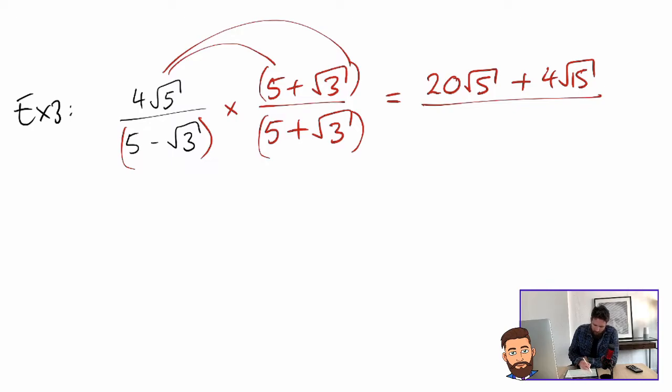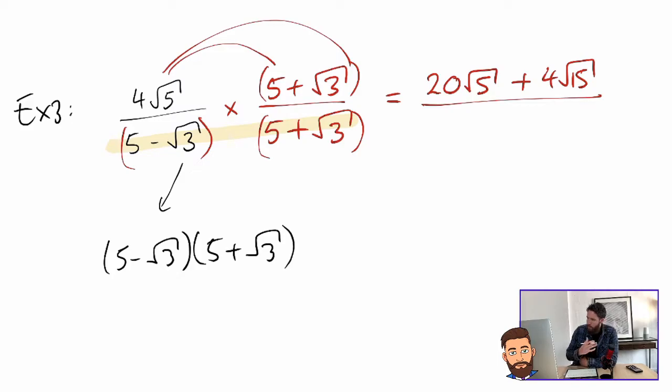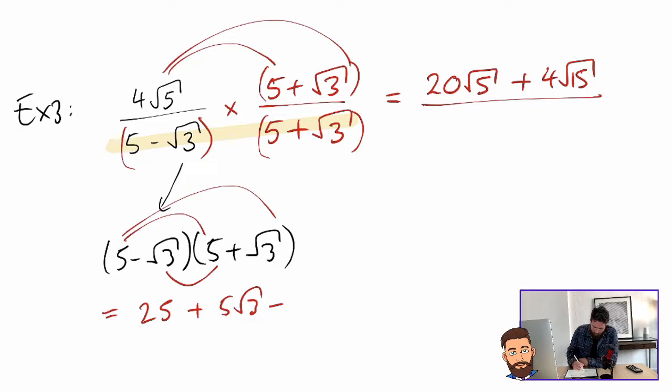And then again, a good technique is to take the bottom double brackets off to the side, do your expansion so you don't make mistakes and you're clear with your workings. So that is 5 times 5 is 25. Got 5 times root 3 is plus 5 root 3. Minus root 3 times 5 is minus 5 root 3. And minus root 3 times plus root 3 would give you negative. A mixture makes a minus, negative 3, because the surds will cancel.